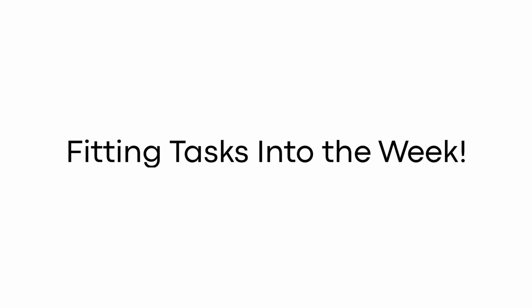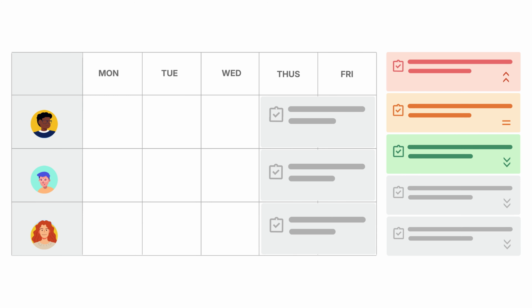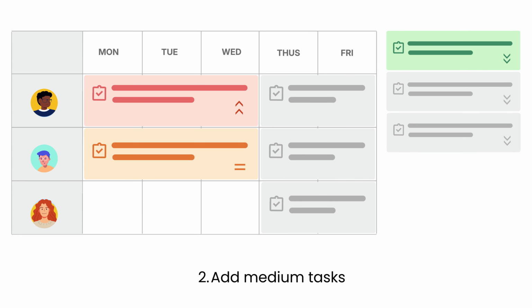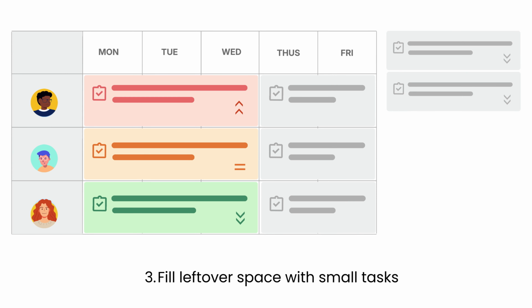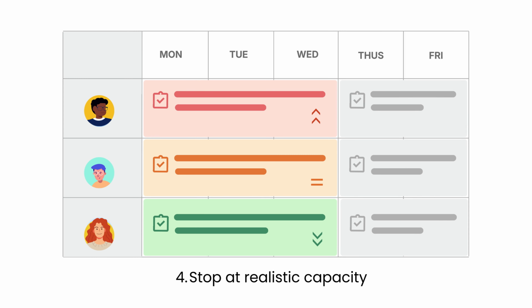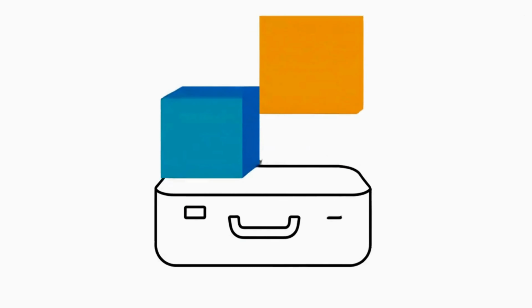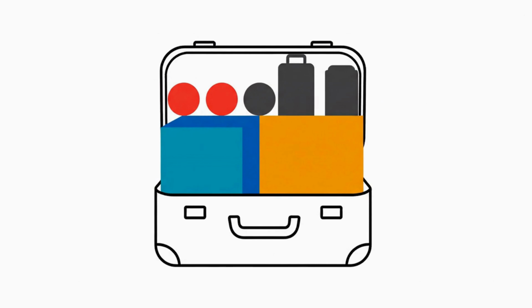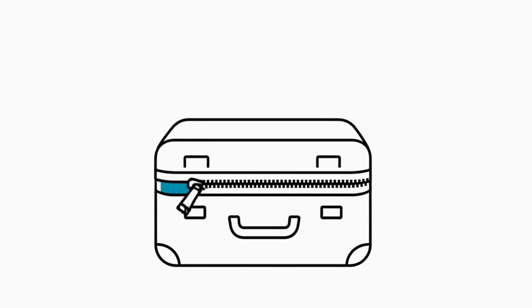Once you list all tasks, the next step is choosing what actually fits into the week. Here's the simple logic. Start with the highest impact tasks, the ones directly tied to the milestone. Add medium tasks, which are helpful but not critical. Fill leftover space with small tasks, quick wins, and low effort items. Stop at a realistic capacity. It's like packing a suitcase. Big items first, then the smaller ones. Stop when it's full, not overflowing.